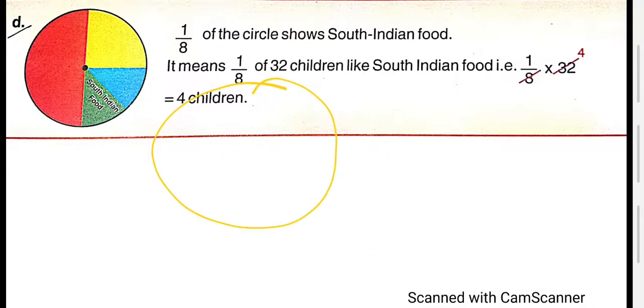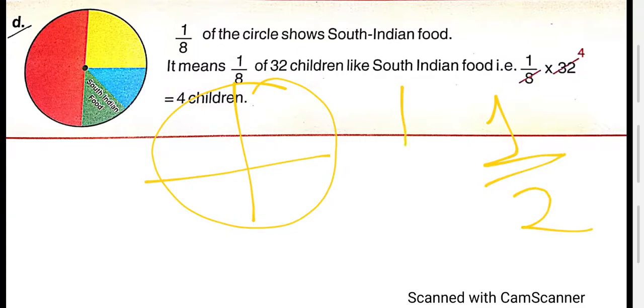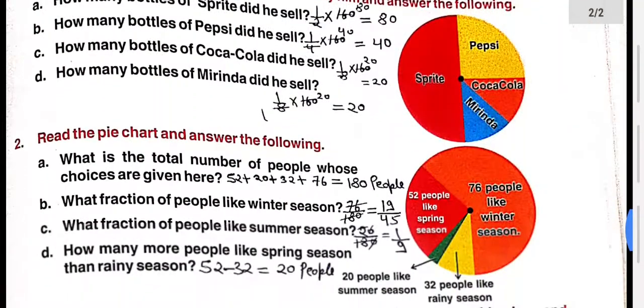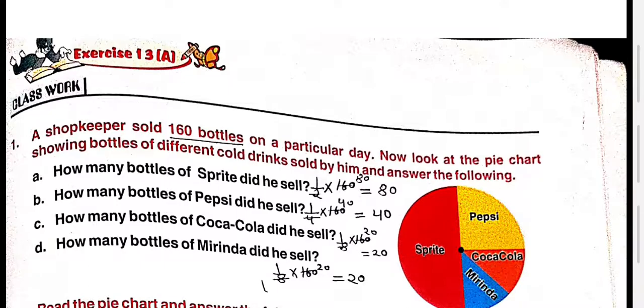So the full circle value means 1. When you make 2 parts, it becomes 1 upon 2. When you make 4 parts, it becomes 1 upon 4. When you divide 1 upon 4 again, it becomes 1 upon 8. Now come to the question.